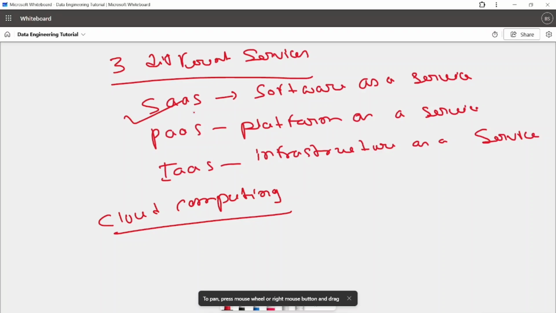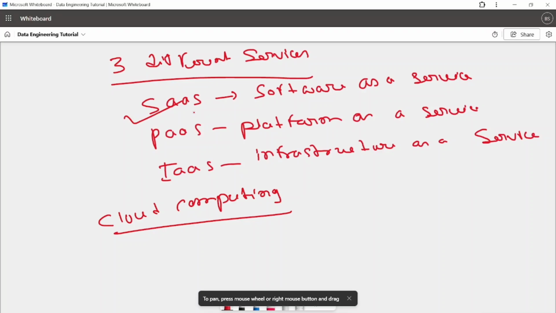Next, moving to PaaS services. PaaS means platform as a service. Suppose like a cloud kitchen: they provide a kitchen and you use it. Likewise, they give you a platform, and you use the platform to provide a solution for your data. Most of the Azure Data Engineering services fall under this category, as they give a platform and we use it.